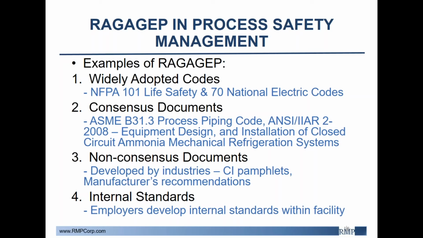Some industries also develop non-consensus documents. These are still widely accepted as good practices, but they aren't necessarily adopted everywhere. This includes things like following manufacturers' recommendations or following an institute's recommendation that is applicable to your process. And finally, the last would be internal standards, which refers to the ability of employers to develop internal standards within their corporation. However, employers must still demonstrate that these standards represent RAGAGEP.